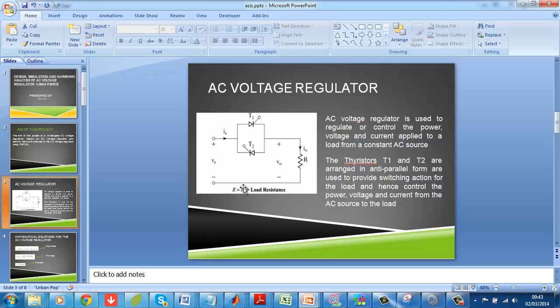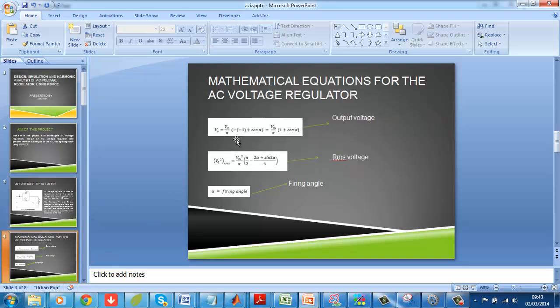Now, one thing that's very important is what is called the firing angle. The firing angle of the thyristor. The firing angle will determine the output voltage, how the output voltage will be. So I'm going to show you some mathematical equations now. This is the equation for the output voltage. The equation for the output voltage is given by Vm over pi bracket 1 plus cos alpha.